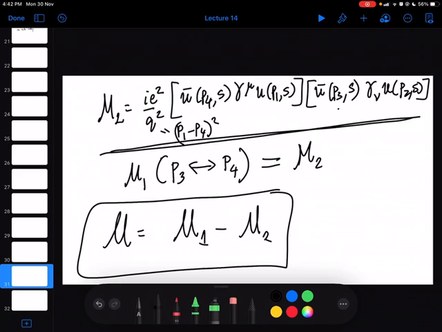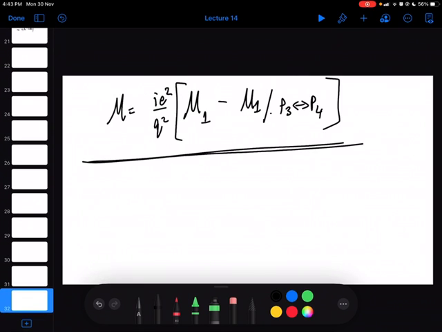So these are your amplitudes. Now you have to further simplify them by using something called trace tricks and other things. But let's just understand how to write these things first, and then we can do the algebra of trace tricks and other things.